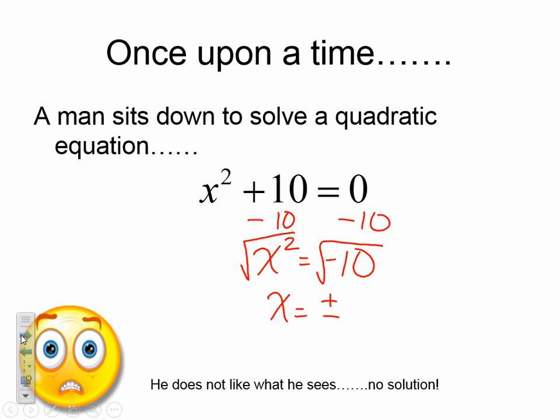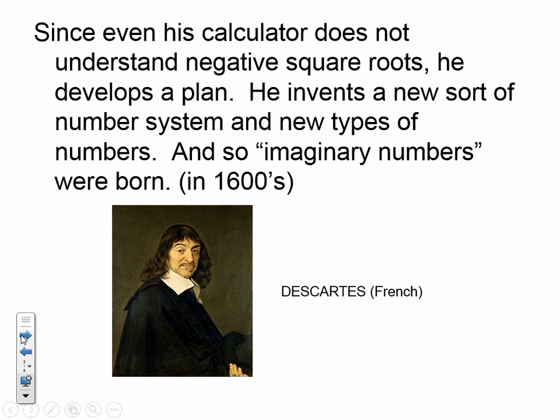So he does not like what he sees, this man, okay? He does not like it. In fact, he knows that every problem that's a quadratic that has an x squared in it like this is supposed to have two solutions. So how is it that some of them will end up having no solutions? He doesn't like that inconsistency. So what the man does is he comes up with a new number system. His calculator, he didn't have calculators back then because it was a long time ago. His calculator can't even do it. So he invents a new sort of number system and new types of numbers. And so imaginary numbers were born.